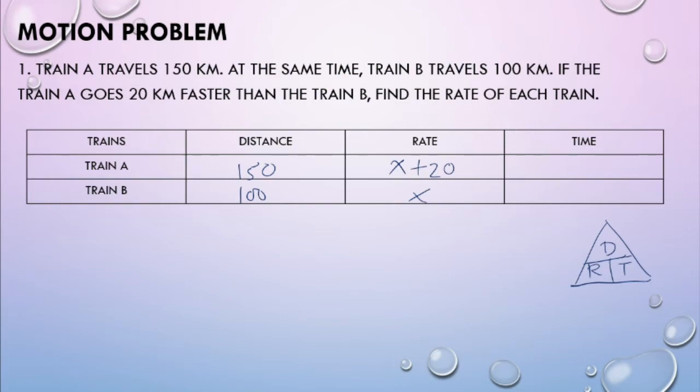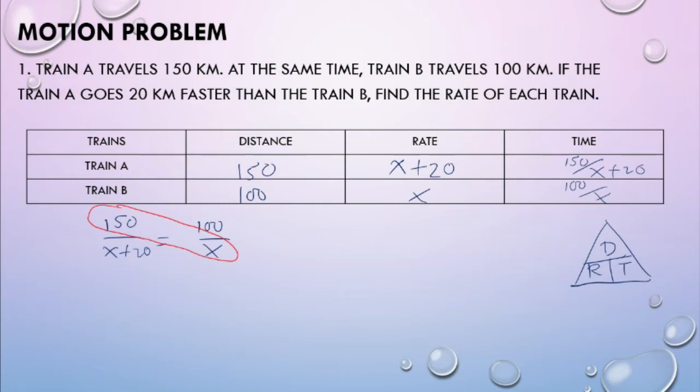As you can see, time is equal to distance over rate. So, for train A, ang time ni train A, 150 over X plus 20. While the time of B is 100 over X. And from there, we can come up with the equation. Since sinabi naman na at the same time sila nag-travel, we can say na yung 150 over X plus 20 is equal to 100 over X. Okay? Now, from this equation, we can now apply cross multiplication. Cross multiply.